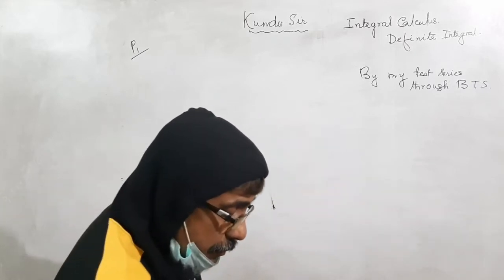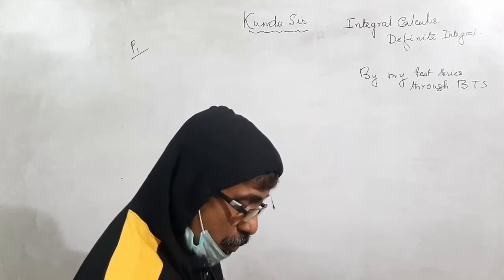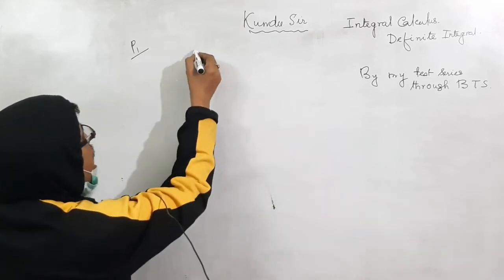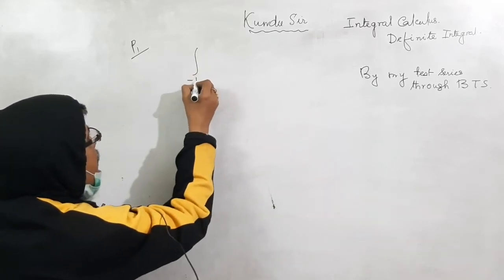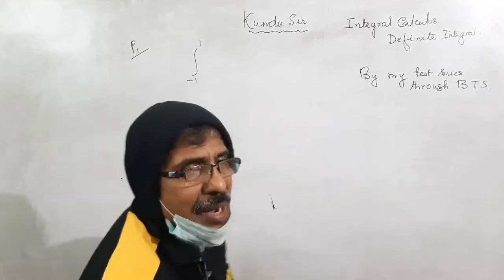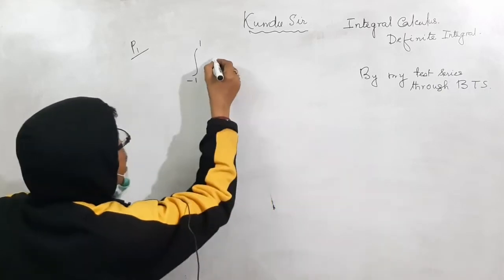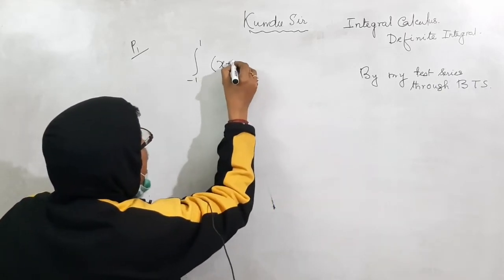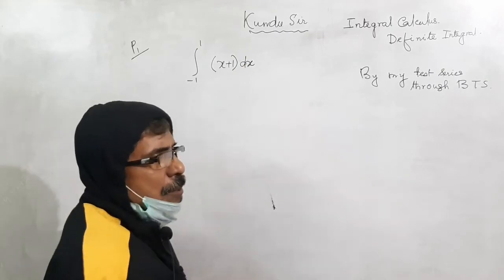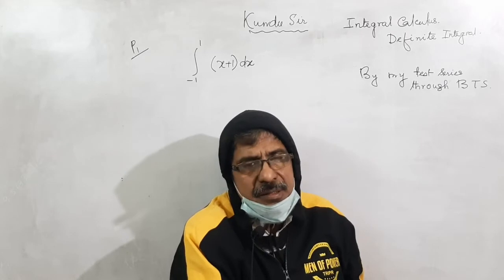First integration: definite integral from -1 to +1, lower limit is -1, upper limit is +1, of (x plus 1) dx. Different problems I am solving on the board in the live classes.